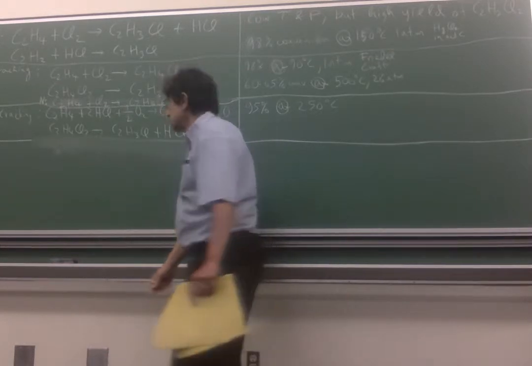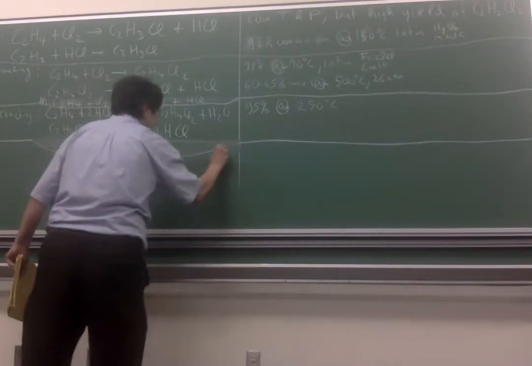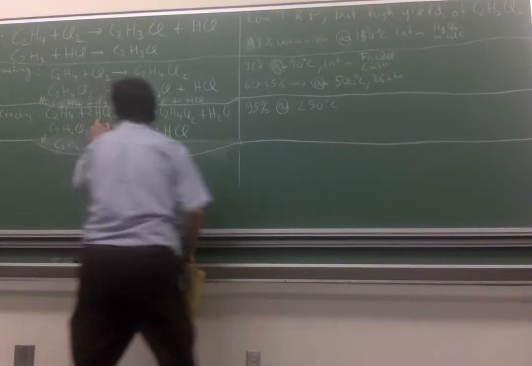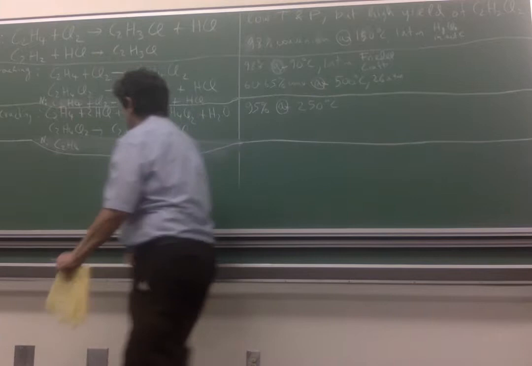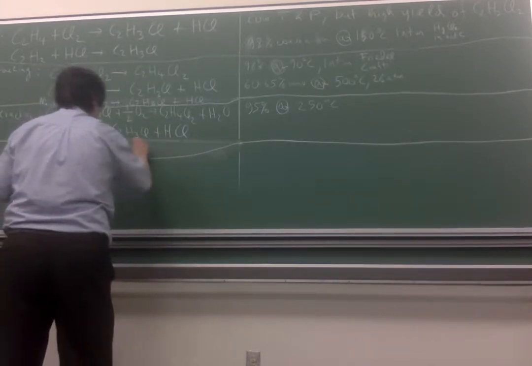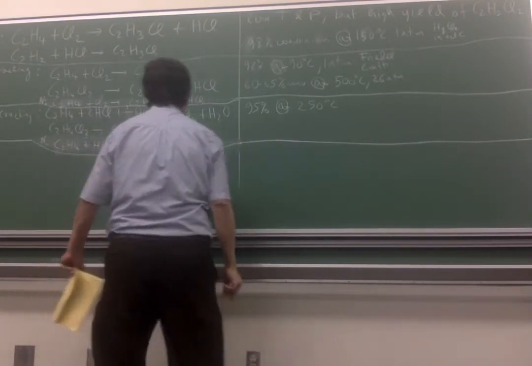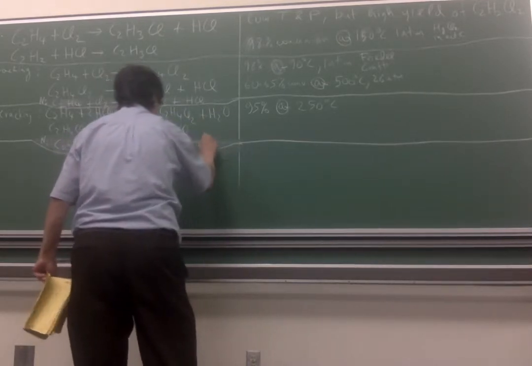And the net reaction of the oxychlorination route is ethylene. Now I have plus 2 HCl here, but I have plus 1 HCl here. So the net is plus 1 HCl plus oxygen from air gives us vinyl chloride plus water.